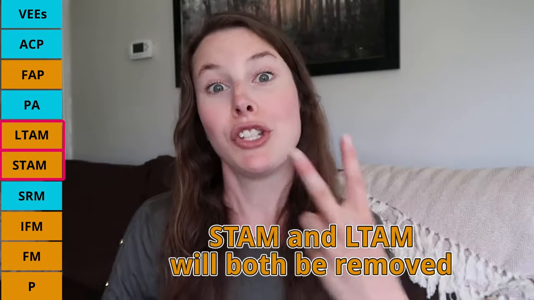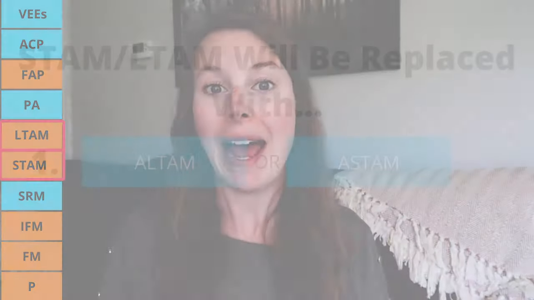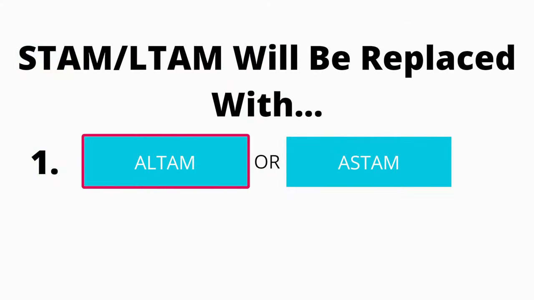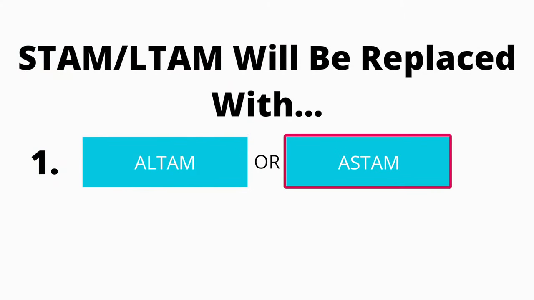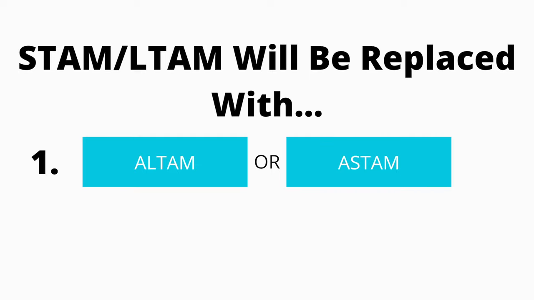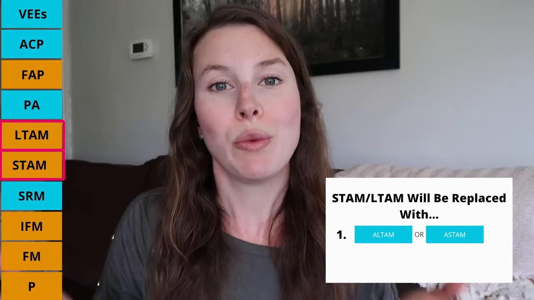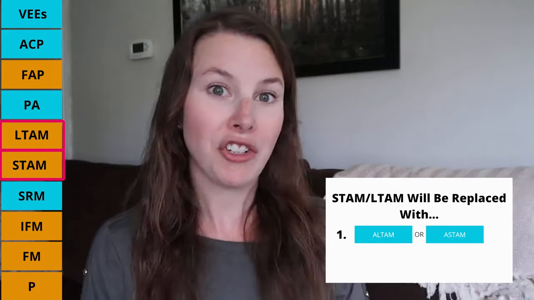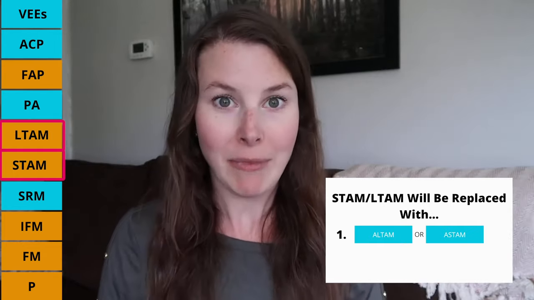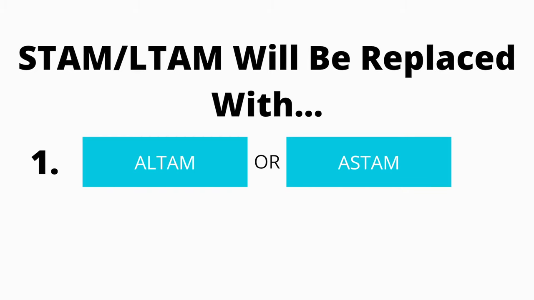Okay, so the third change that is happening is that STAM and LTAM, which are two exams in the current SOA pathway, are going to be completely removed and replaced with two different requirements. STAM and LTAM will be replaced with requirement number 1, which is to pass either the ALTAM exam or the ASTAM exam. So both of these exams are separate exams, and you're going to be able to choose which one you want to take based on your interests or maybe where you're working at the time that you take these exams. So that's going to be the first requirement.